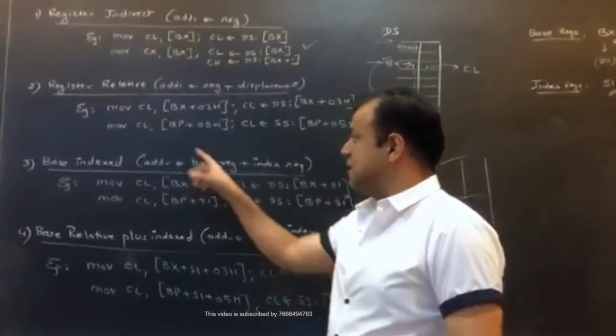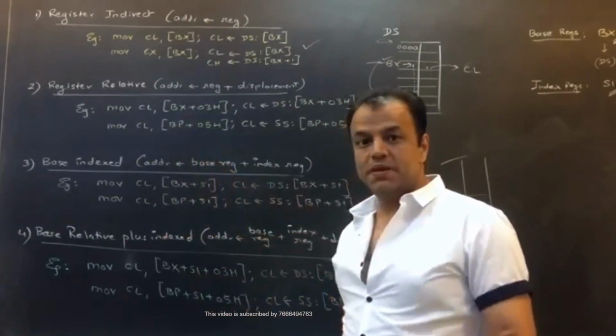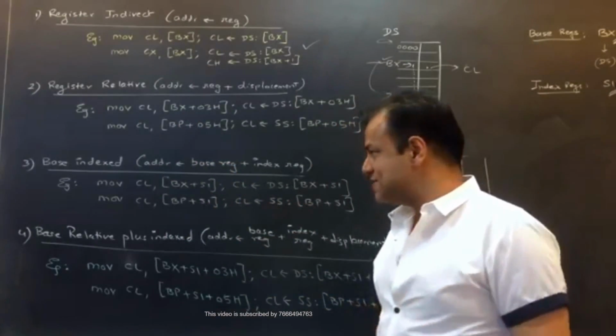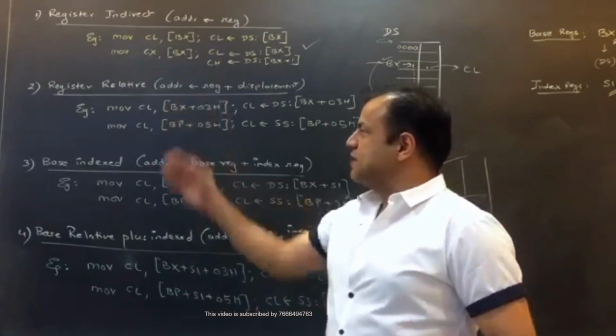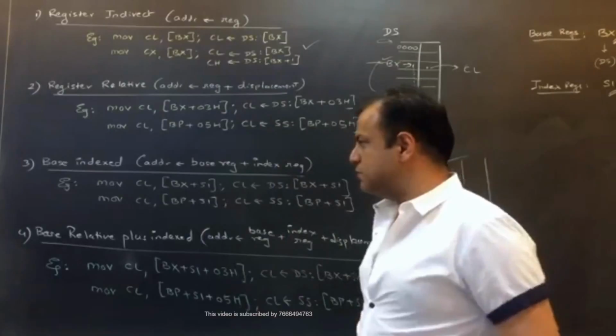You should have that presence of mind. If you see such a question in the exam and they tell you to explain it, remember, because there is BP, the instruction will work on the stack segment, not on the data segment. Okay? So that is register relative. Address given as a register plus a displacement. Now we're making it even more powerful.